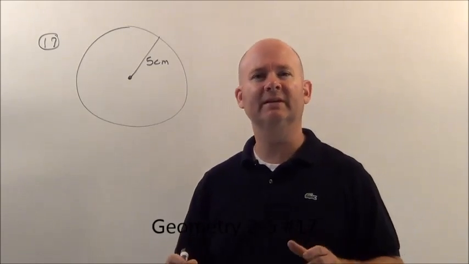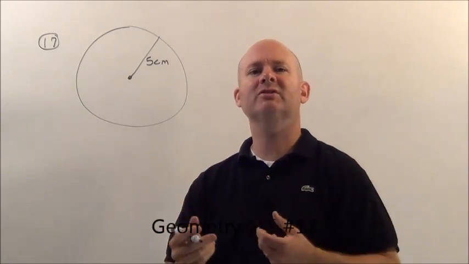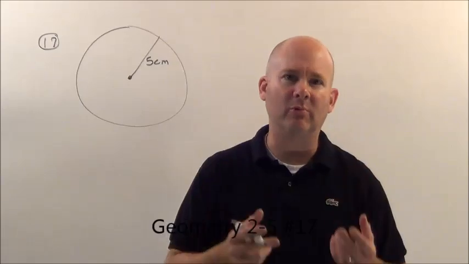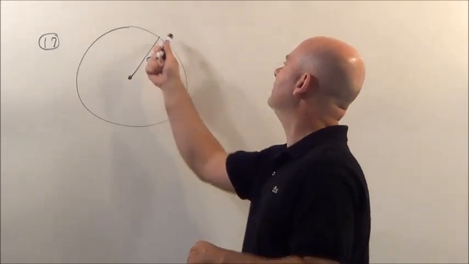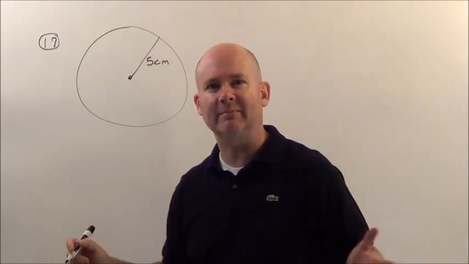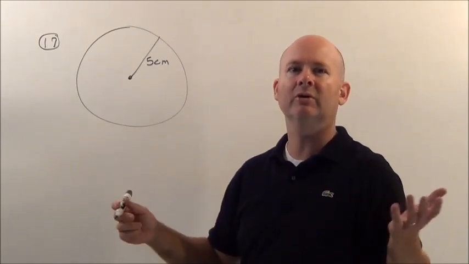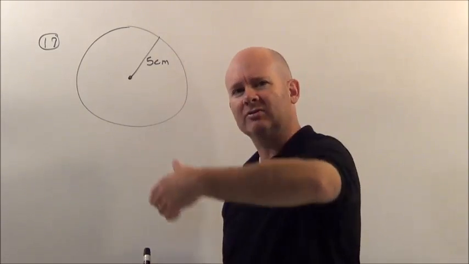Here we are with problem 17. It's a circle. And the directions say, give us of all the shapes we have, the perimeter and the area. Well, for a circle, we don't call it perimeter, though it's the same thing. We call it circumference. Circumference, perimeter, same thing.